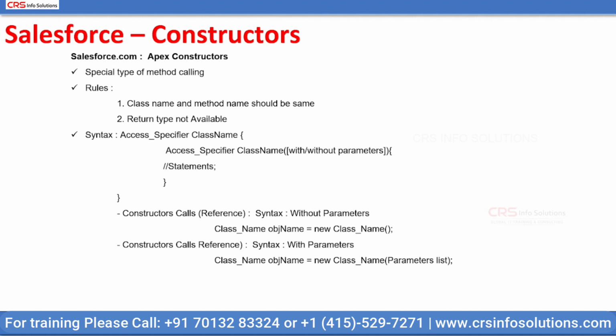That is, we should not use void, we should not use integer, we should not use anything. And this is the syntax. You need to use access specifier and class name. Inside that class, you need to use access specifier along with the method name. Instead of a method name, whichever name you used for the class, you have to use the same name again, and inside you need to pass parameters or no parameters.